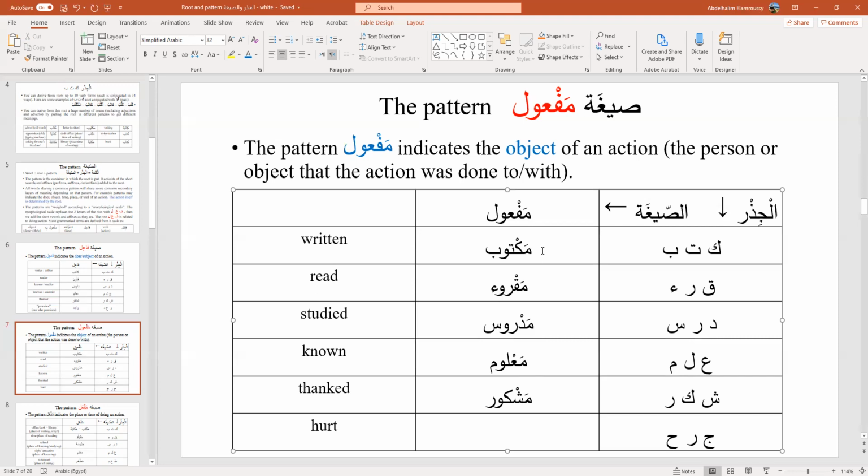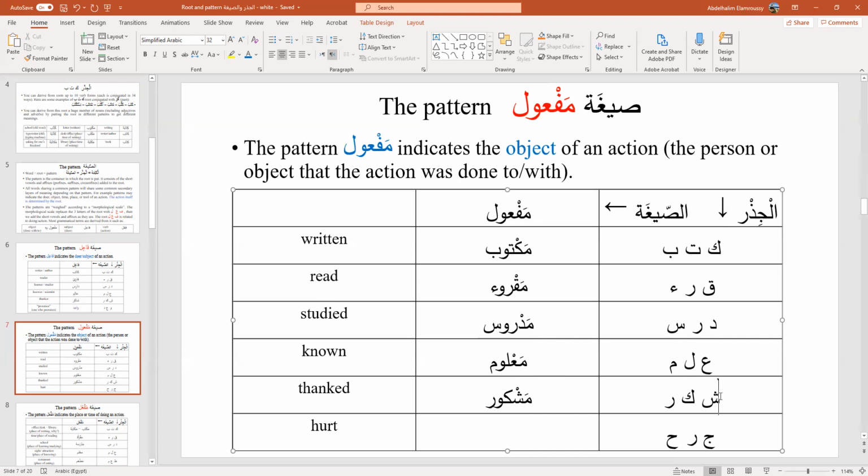So maktub refers to something that is written. Maqru refers to something that is read. Madrus refers to something that is studied or learned. Ma'lum refers to something that is known.